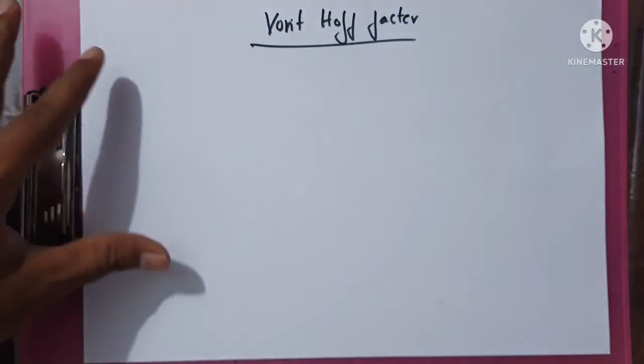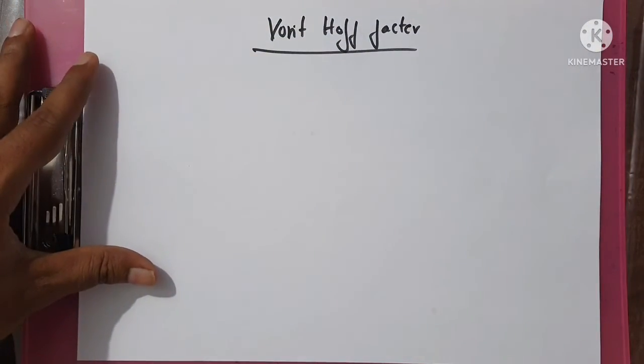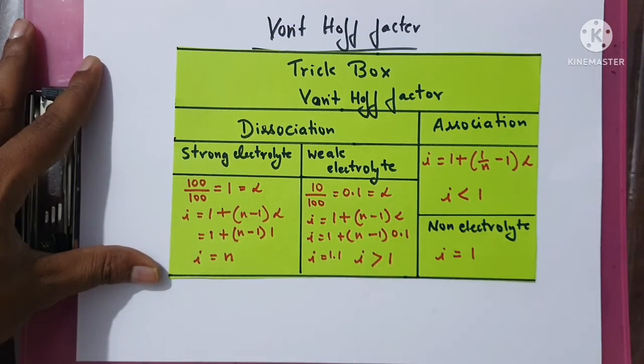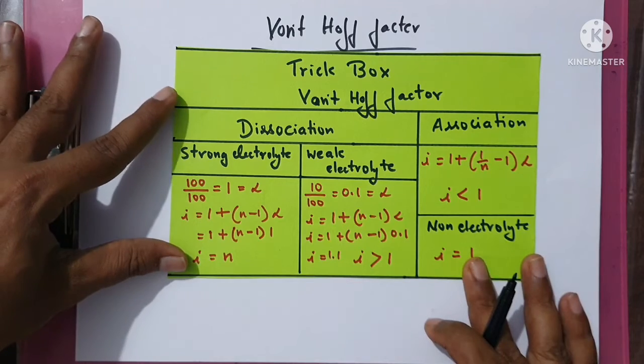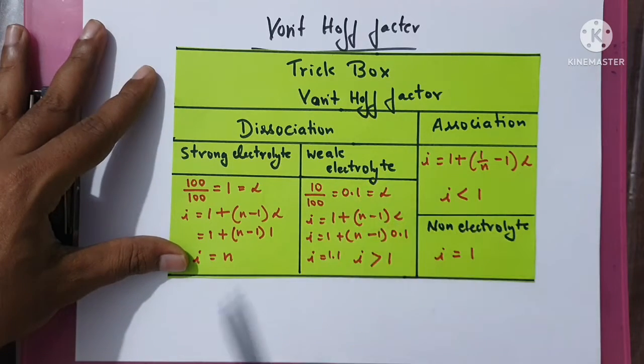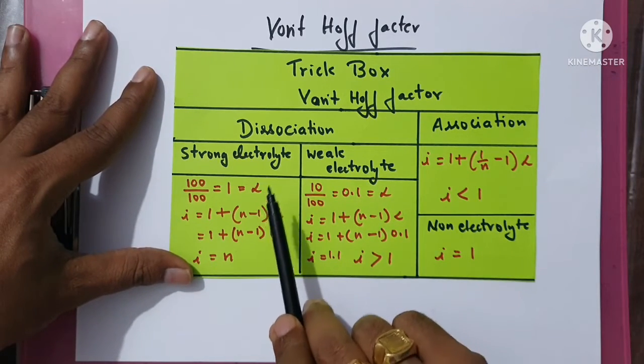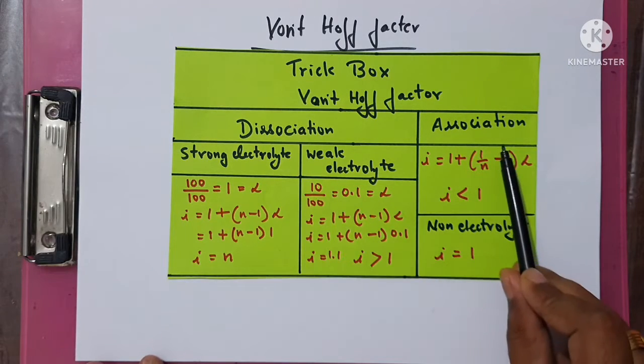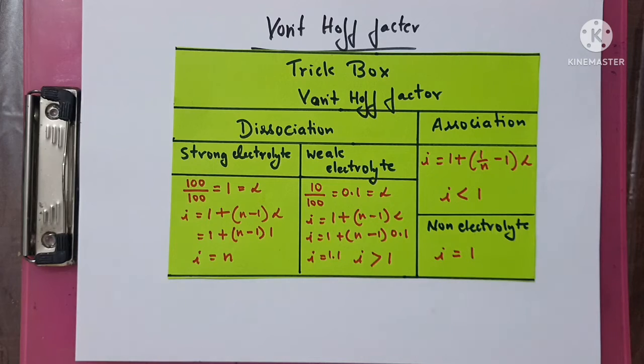First, let me share a trick box for you all, children. Here comes the trick box. In this trick box, if you observe, when it comes to the Van't Hoff factor, there are two cases. Number one is dissociation. Number two is association.